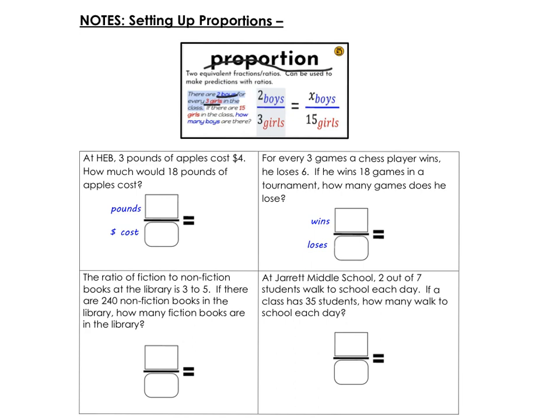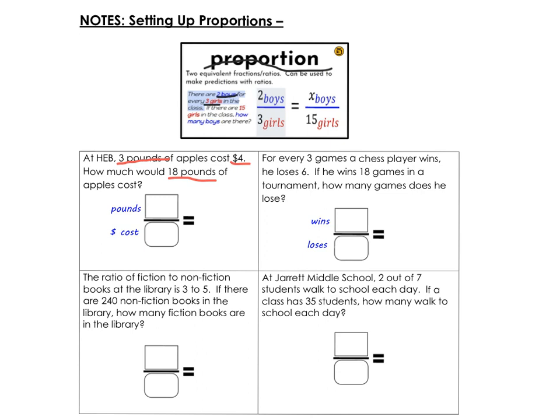I'm going to read. It says, at H-E-B, 3 pounds of apples cost $4. How much would 18 pounds of apples cost? Now we want just the original ratio. And usually you're going to find that in your first sentence, okay? Notice my labels are already set up because labels are important. Without labels, we'd have no idea what that number represents.